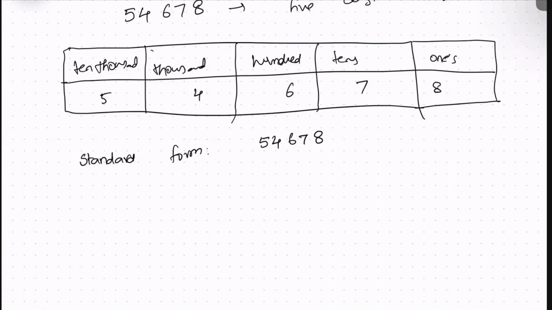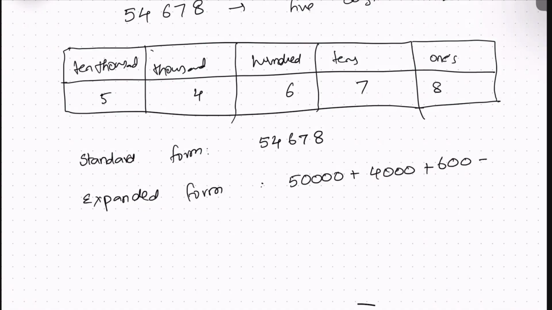54,678. And expanded form, as we said, it is written by adding up all the place values of the digits. So you have to add the place value of 5 is 50,000, the place value of 4 is 4,000, place value of 6 is 600, place value of 7 is 70, place value of 8 is 8. So this is the expanded form for the given number.